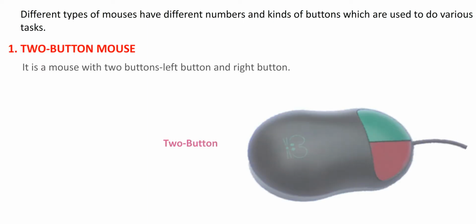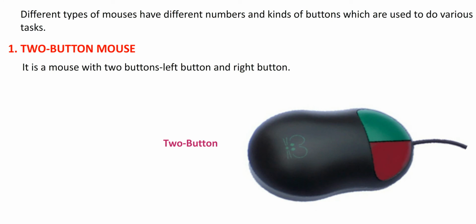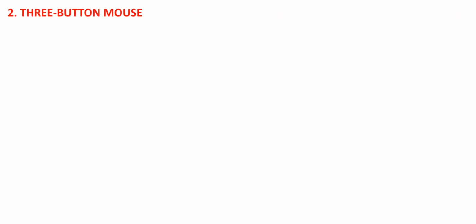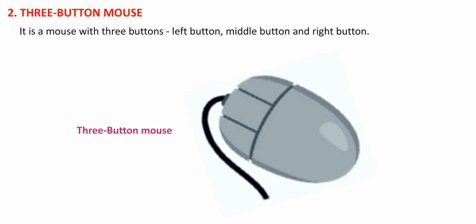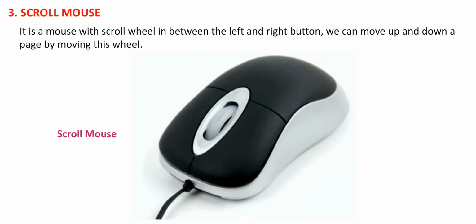2-button mouse. It has a left button and a right button. 3-button mouse. It has 3 buttons: left button, middle button and right button. Scroll mouse is a mouse with a scroll wheel in between the left and right button. We can move up and down a page by moving this wheel.